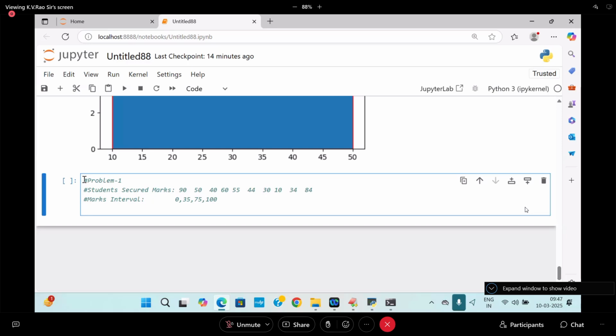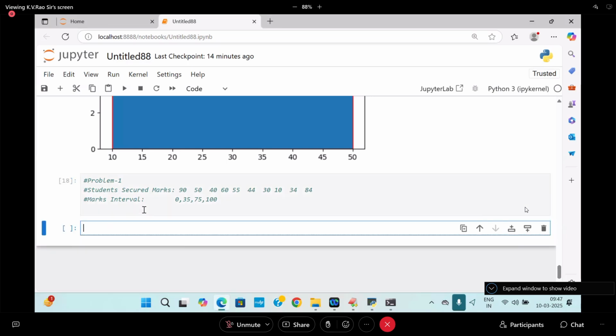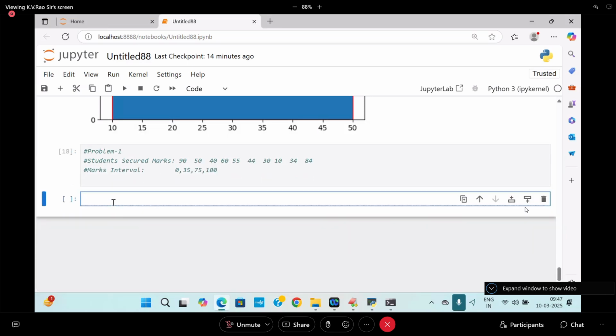Number one with ND array. Number two with data frame. Number three with, that's all. These three things are compulsory for you. Online students, I hope it is not at all a big deal for you. Very simple.